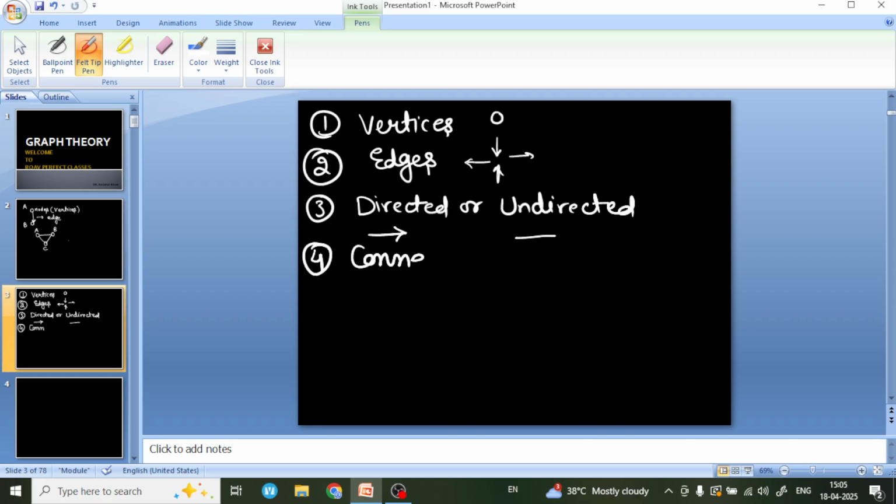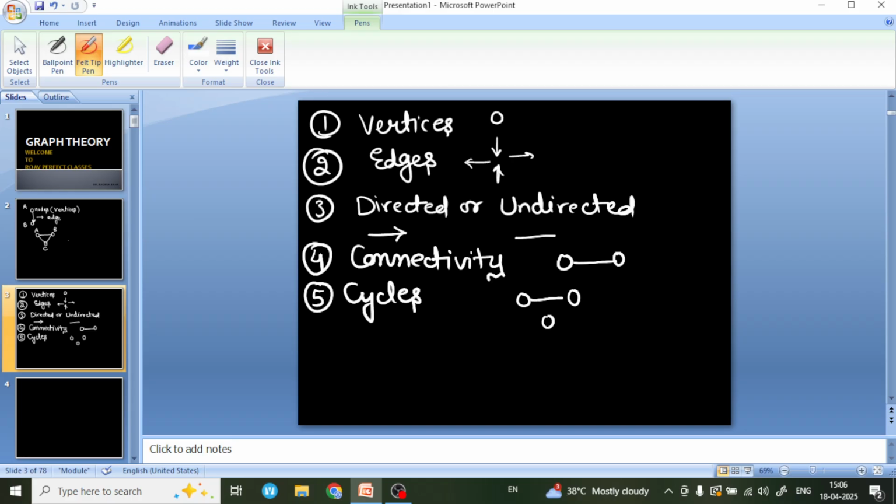Connectivity. A graph is connected if there is a path between any two vertices, like this. There is a path. This is connectivity. Cycles. A cycle is a path which starts and ends at the same vertex, like this. It starts from A to B, goes to C, and then goes again to A. When the start and end vertex are the same, that is known as a cycle.